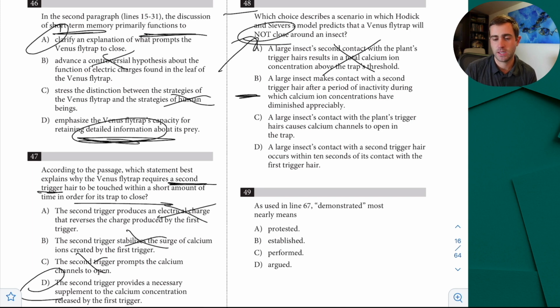A large insect's contact with the plant's trigger hair causes calcium channels to open in the trap. Well, this would be the first step in the process, so this doesn't necessarily mean it's going to be an instance where it's not going to close compared to what we just read in B, so we'll get rid of that. A large insect's contact with a second trigger hair occurs within 10 seconds of its contact with the first trigger hair. Well, that would seem to be a very short period of time, which is what they were talking about. So B is definitely going to be our correct answer there.